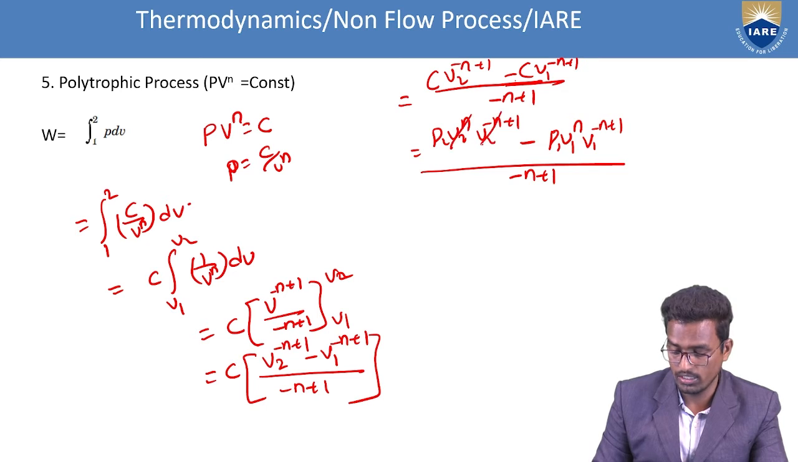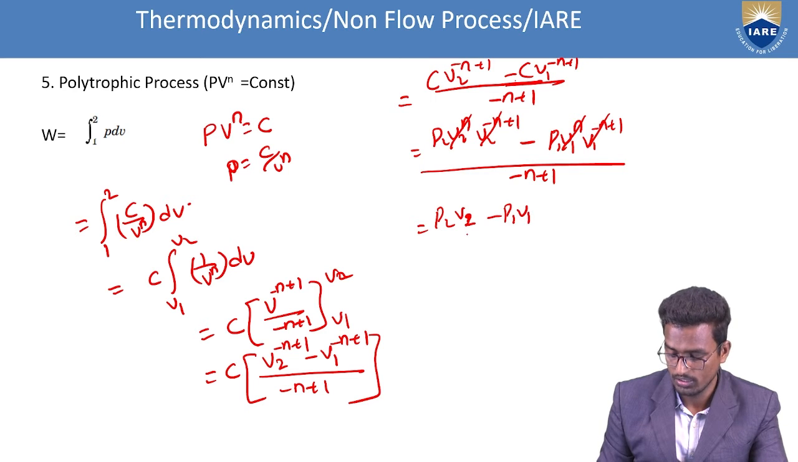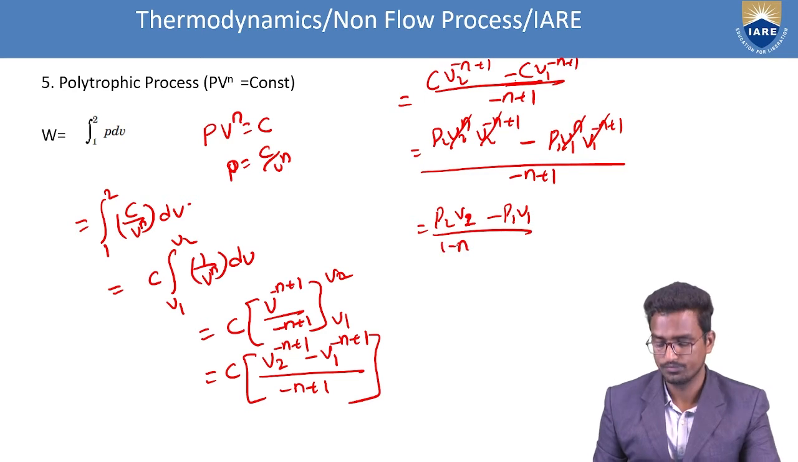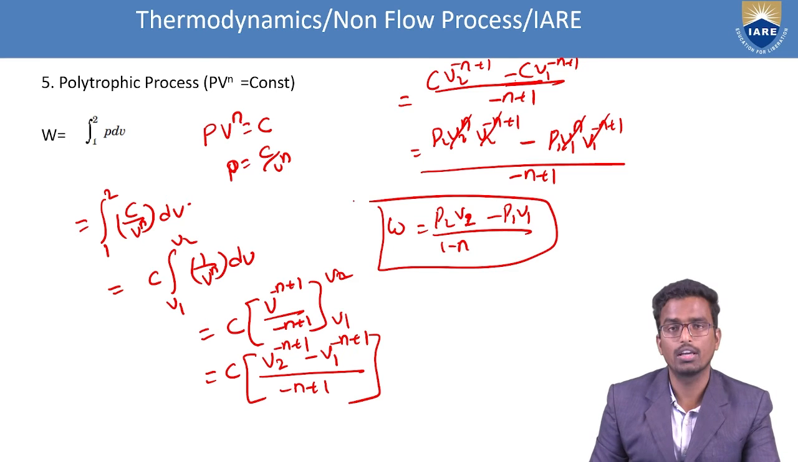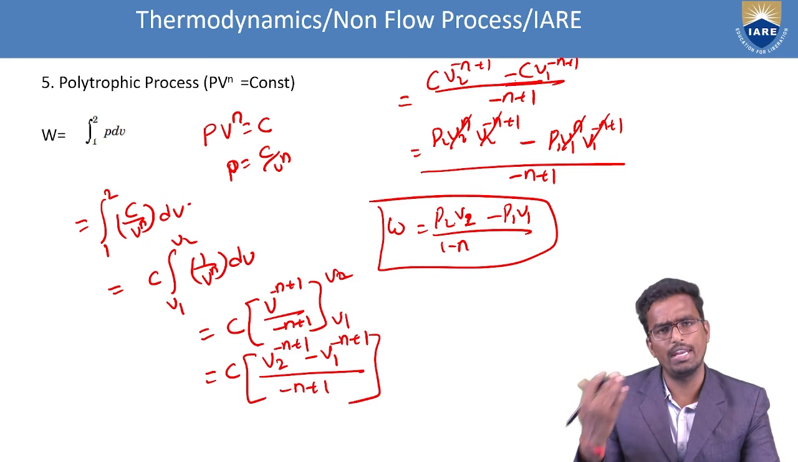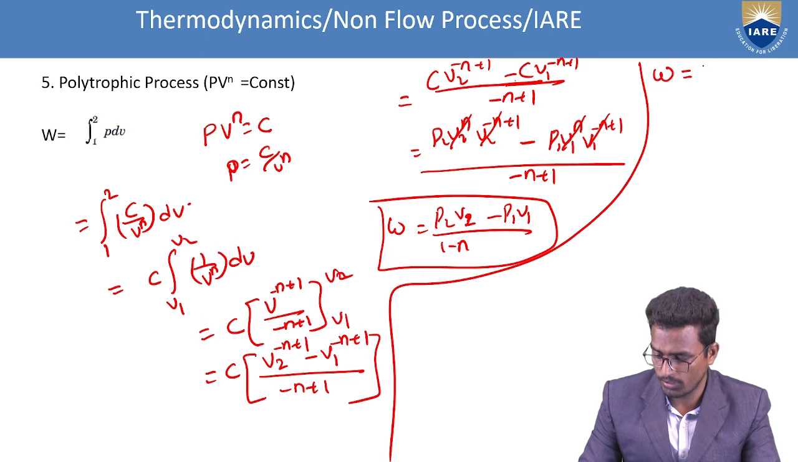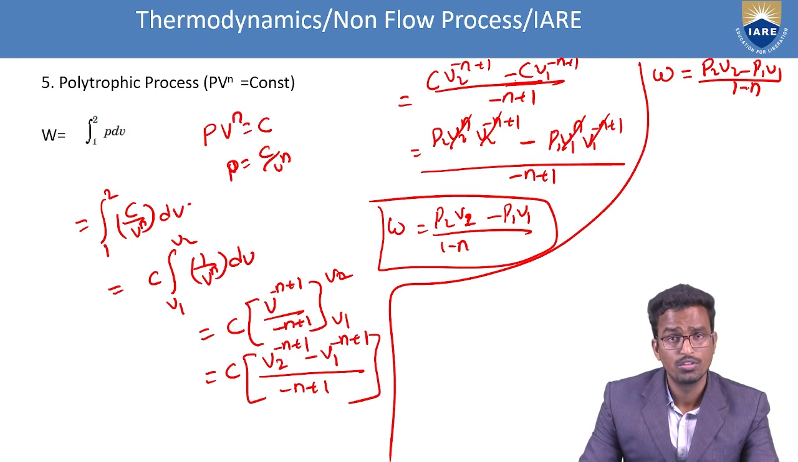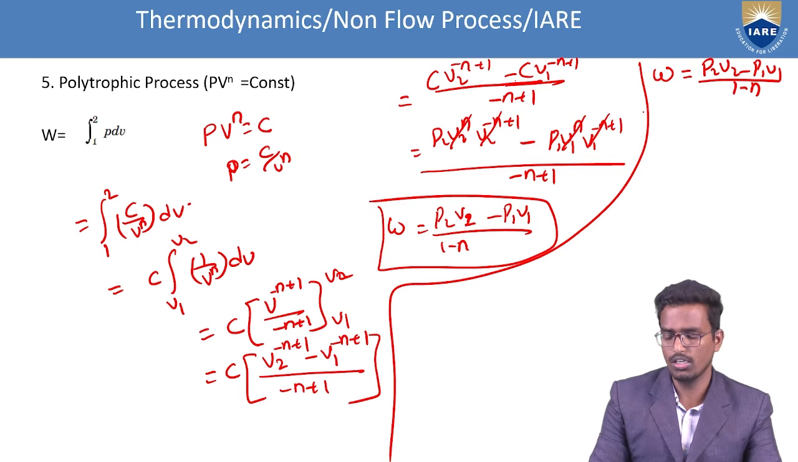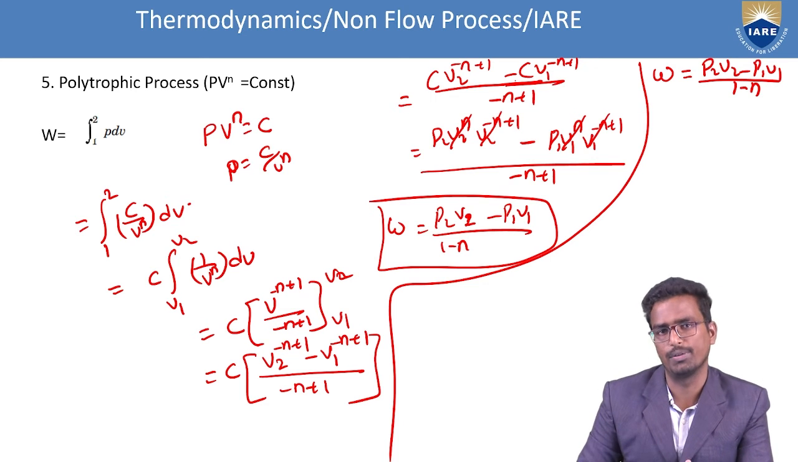The positive n and negative n cancel, and you get (P2 V2 minus P1 V1) by (1 minus n). This is the work done for the polytropic process. It can apply for any type. So we understand that work is nothing but (P2 V2 minus P1 V1) by (1 minus n). Now apply the polytropic process to what we discussed previously. We also get the same work equation from the polytropic itself.